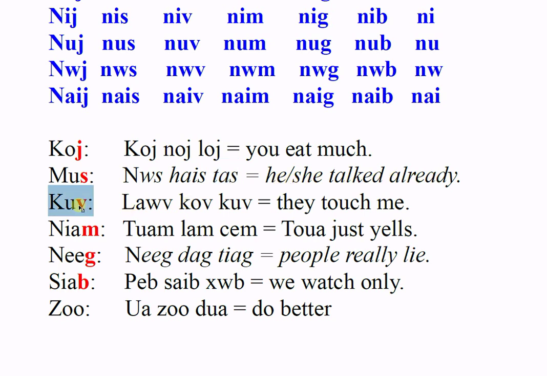Gu, gu, rising upward, that is, lao, go, gu, lao, go, they touch me. Nia, nia, tuo, la, jie, tuo just yells. Neng, neng, neng, da, tia, people really lie. Xia, xia, bei, shai, su, we watch only. Zhong, zhong, wa, zhong, duo, wa zhong duo, do better.